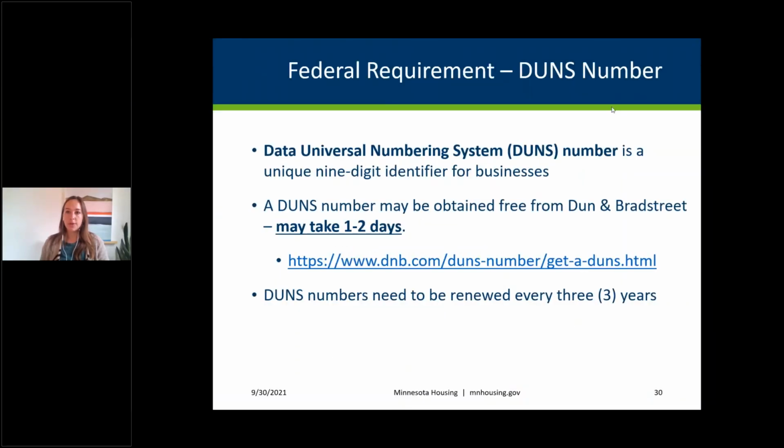Otherwise, I wanted to highlight one federal requirement. I'll share my screen again. A federal requirement is to obtain a DUNS number. This is a Data Universal Numbering System. From what I've heard, it is relatively simple to request, but it does take 1 to 2 days to request the number. So as we're getting close to the final application due date, if you are thinking of applying, please make sure to request this as soon as possible to make sure you have the number in time for your application. Again, this is something we have to verify at the time of the application, and if we don't have it, unfortunately, the applicant won't be eligible.